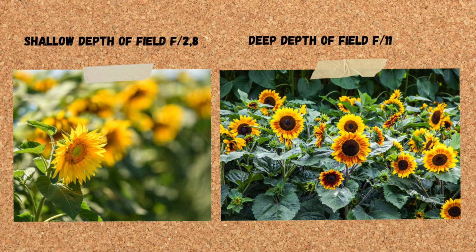Let me explain. If you look at the image on the left, you'll see that only a small part is in focus while the background is blurred. This is a popular way to make the subject stand out. If you use a large aperture such as f2.8, you can achieve this effect. If you look at the image on the right, both the foreground and background are sharp. A small aperture like f11 creates this effect.